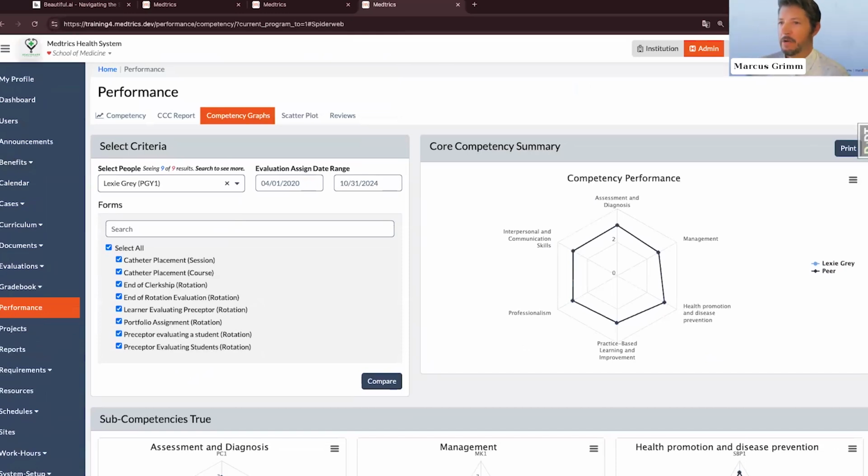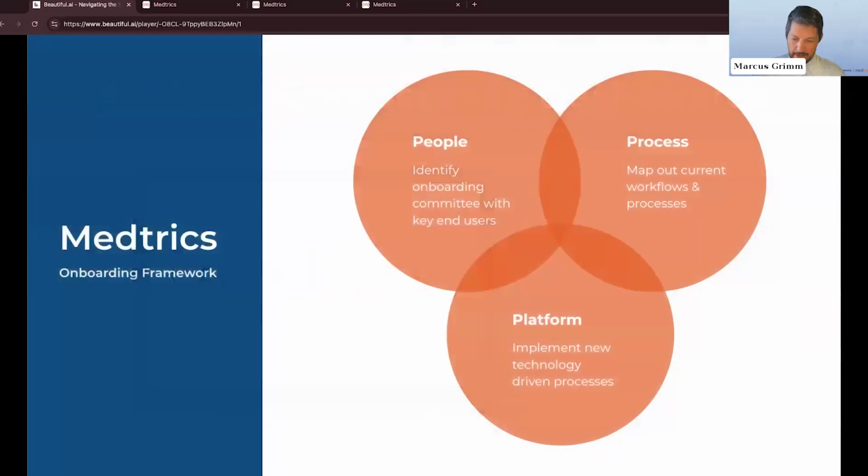Outstanding. So let's go full circle on this now, and take us back to how you think about, assuming a program or a school wants to make this move to competency-based education, what does it look like to work with Metrics to bring together the people, process, and platforms into one place?